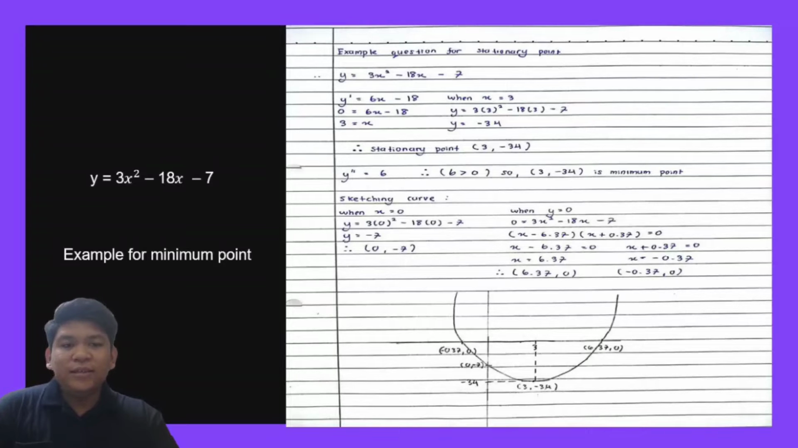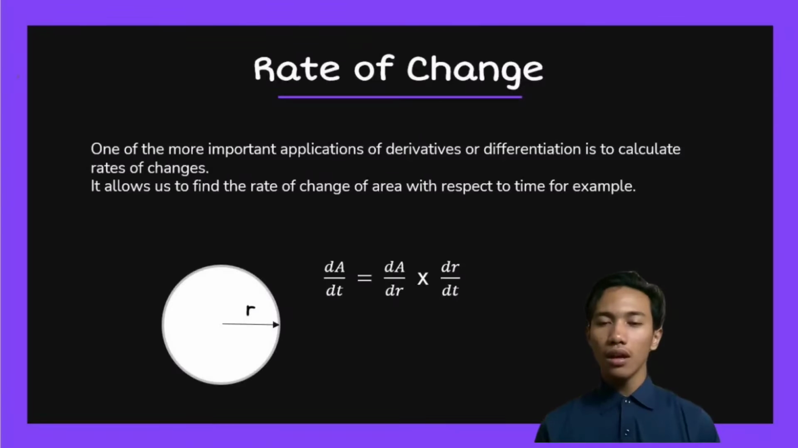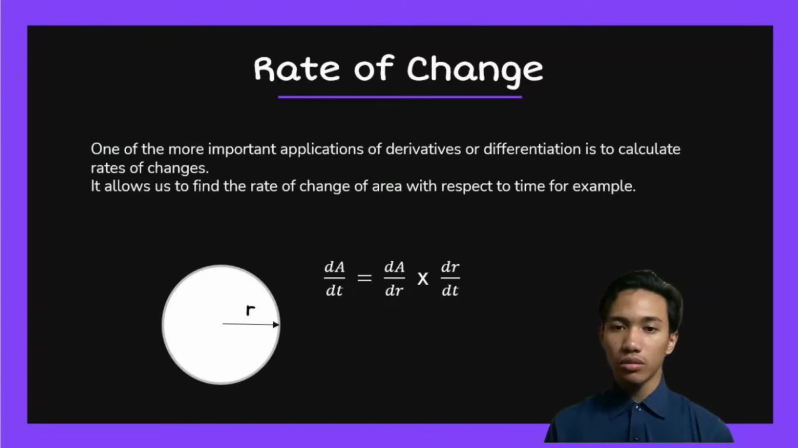As you can see in the picture, this is the curve sketch that I already did. There we got the values of x, the value of y, and the minimum point. So that's all from me. Thank you.